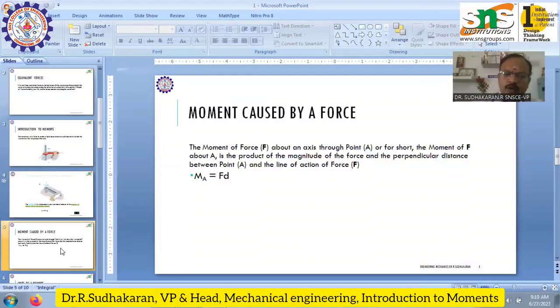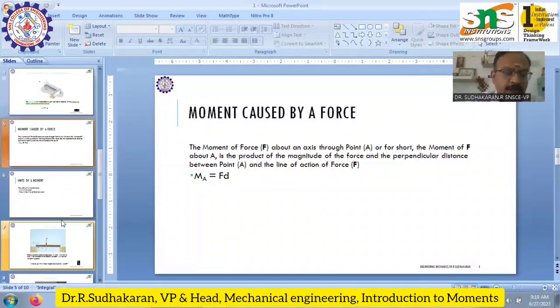So the moment of force about an axis through a point, or for short, the moment of force about that particular point A, is the product of the magnitude of the force and the perpendicular distance between the point A and the line of action of the force. So if you want to determine the moment, you have to know the magnitude of the force being applied, and you have to measure the perpendicular distance between the point where the moment is applied and the line of action of the force. This distance times the magnitude of the force will give you the moment caused by the force.